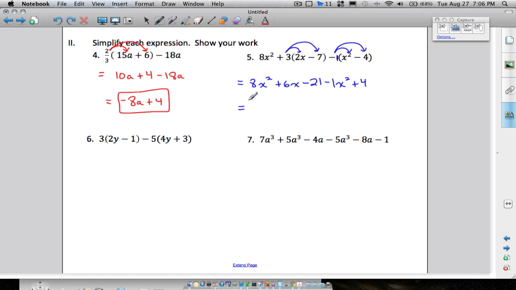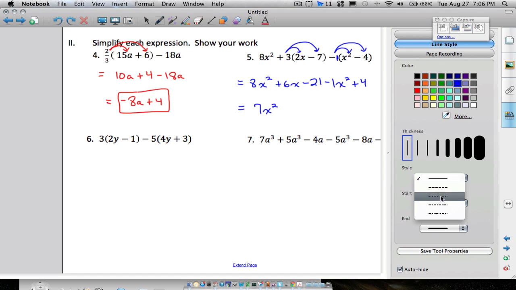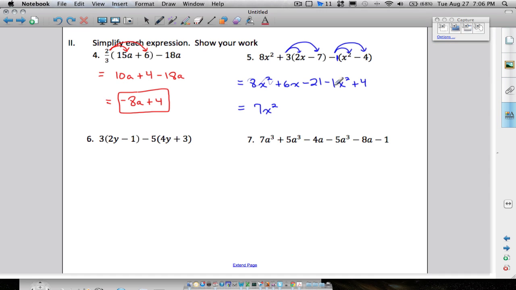Let's go one step further and combine like terms. 8x squared minus 1x squared is 7x squared. And what I'll do is I'll just kind of cross those out because it's easy to get your terms mixed up of what you've done and what you haven't done. But again, what I did there is I combined the 8x squared minus 1x squared. I just subtracted the coefficients. 8 minus 1 is 7. You don't change the x squared.